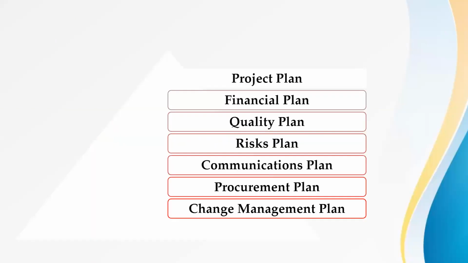Let's jump into it. There are a couple of plans that you need to develop when you are creating a project plan. You have a project plan, a financial plan, a quality plan, a risk plan, a communications plan, a procurement plan, and a change management plan. These plans are important to help you manage every aspect of the project. And of course, all these plans come together to make up a holistic project plan, helping us to understand the different things that we need to work on and how we're going to do them. Let's look at them one at a time.